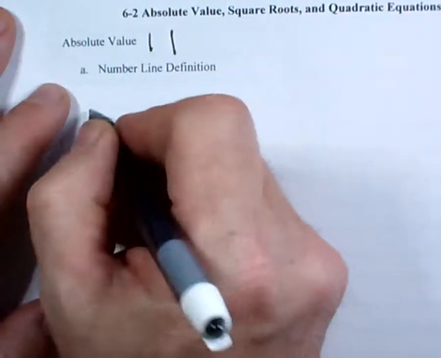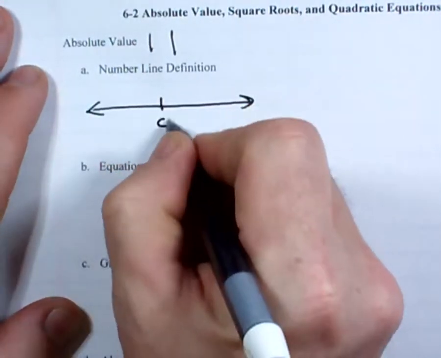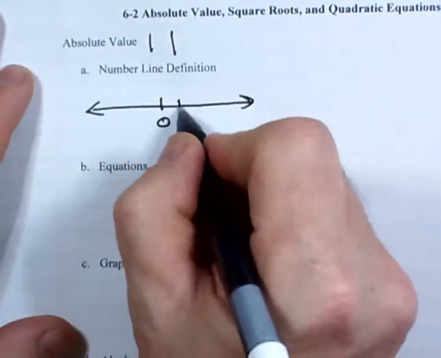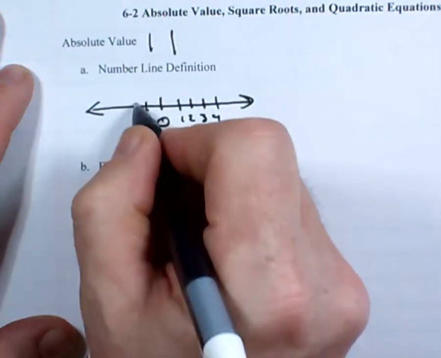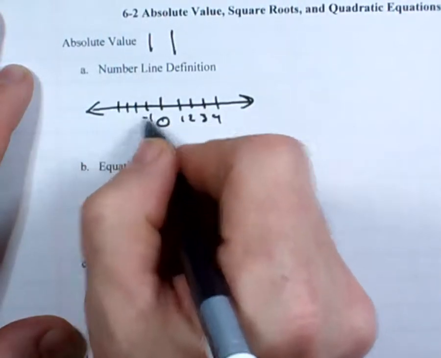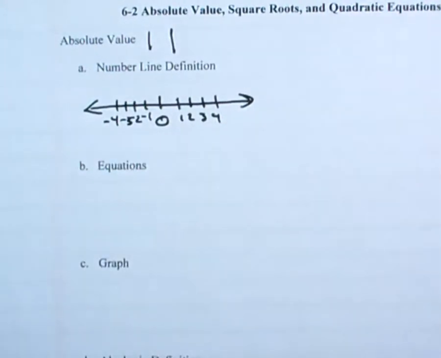Okay. Here's a number line. Here's 0. Here's a number 1, 2, 3, 4. 1, 2, 3, 4. -1, -2, -3, -4. How far is a -4 from 0? 4. How far is 4 from 0? 4. Notice, Riley, both those numbers were positive, weren't they? Yep. Correct?